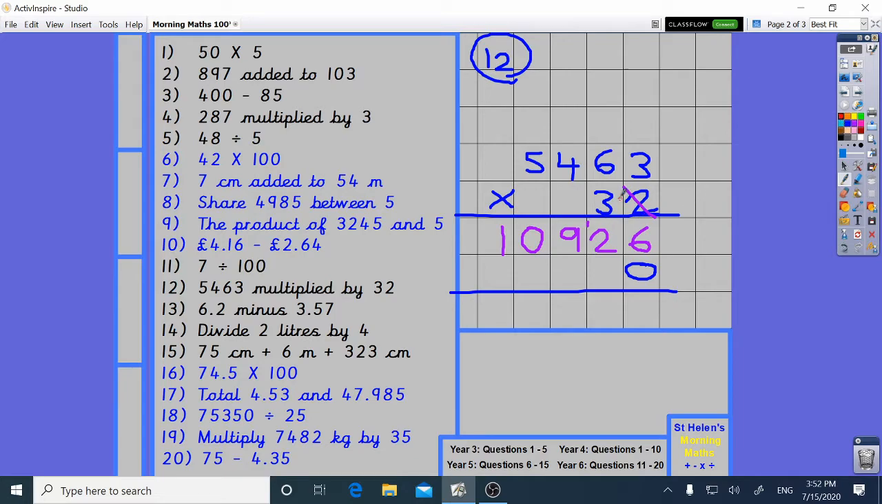Let's do a red line. 3 times 3 is 9. I have to place my 0, of course, which I've already done. 3 times 6, 18. 3 times 4, 12, plus 1, 13. 3 times 5, 15, plus 1, 16. I'm going very fast on this.